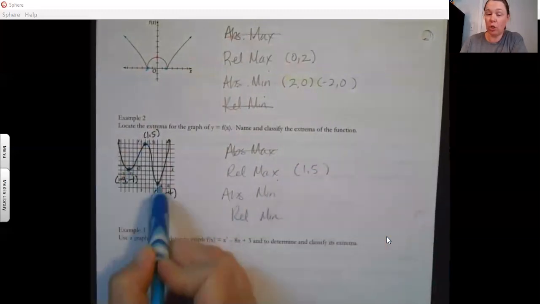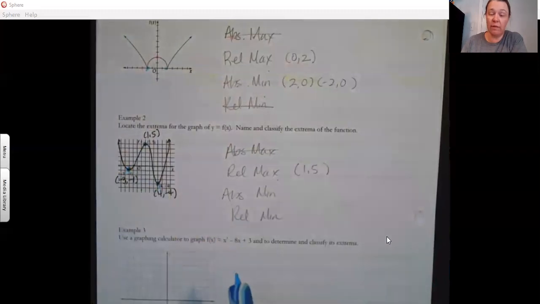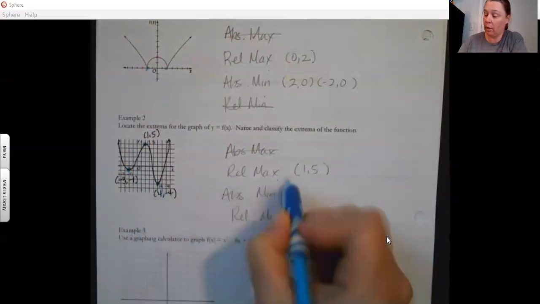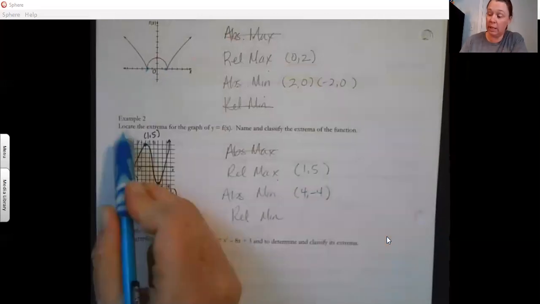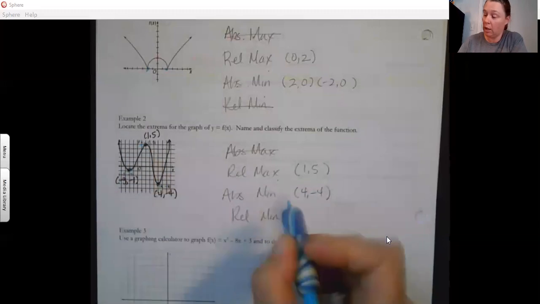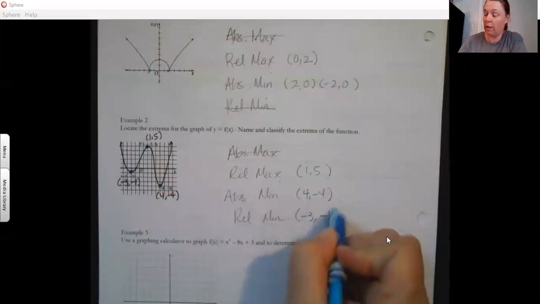Okay, between these two, which are minimums, absolute, which is the very lowest y value here at 4, -4, and then this isn't the absolute minimum, but it is decreasing on the left and increasing on the right. So -3, -1 is a relative.